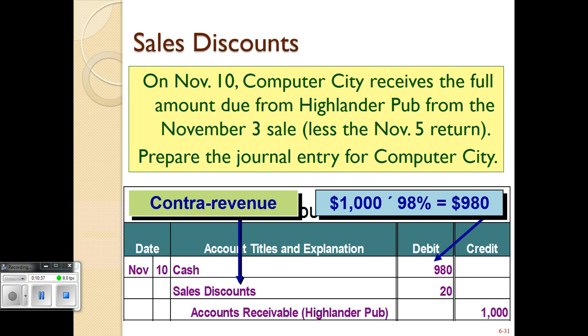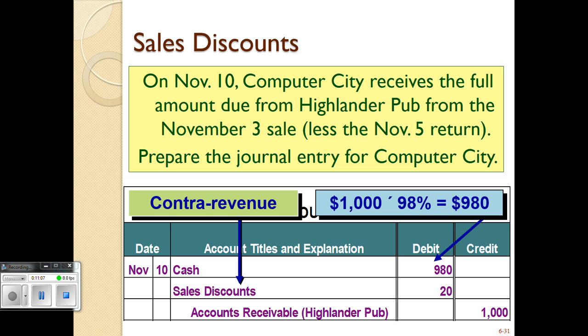Now, when they take advantage of the sales discounts, notice what I'm going to do. They're only going to send me a check for 980 bucks. So my cash is only going to go up by 980, but I have to account and credit them for the full amount of the $1,000. So I have to credit accounts receivable, the pub, for $1,000. I need my debits and credits to be equal. So what I need is that other $20 to be a sales discount, okay?